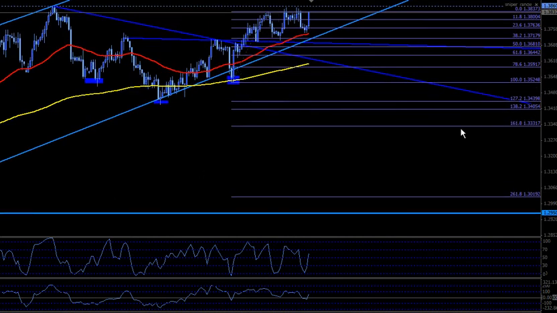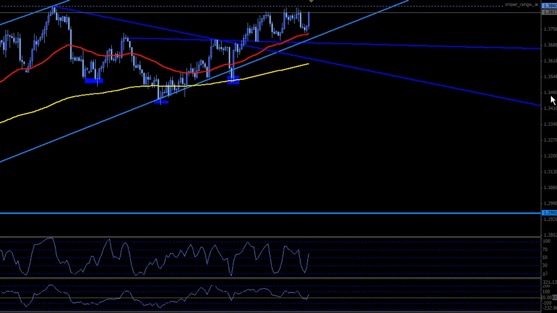We also have an ABC pattern to the upside, a recent one, fibbing from this low to this high, off the 38.2. Now, because we're off the 38.2, price can still come down and test the 61.8 or 786 and still be an ABC pattern to the upside. So that's where it gets kind of tricky.